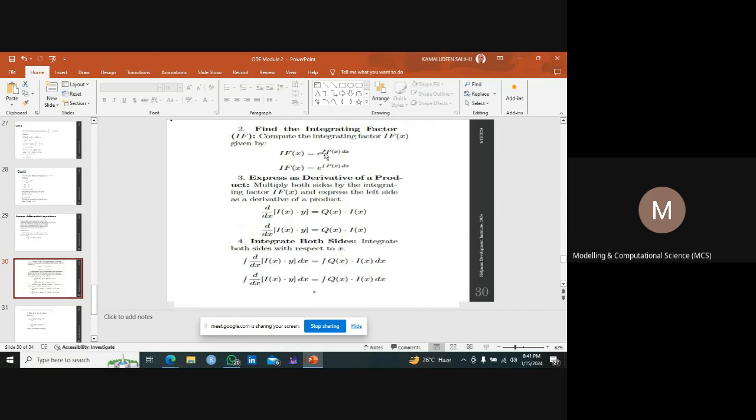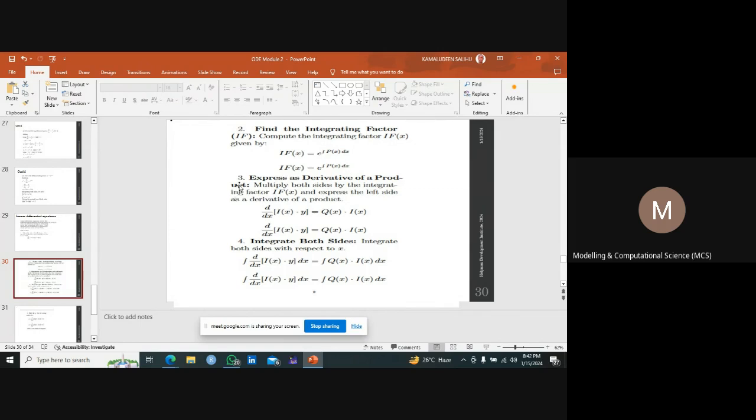Number 2, find the integrating factor. Here, you must find what they call the integrating factor. And what is the integrating factor? It is what you are seeing on the screen now. The integrating factor, a function of x, is equal to exponential of the integral of P of x dx. You first solve this, and after solving it, you keep it as your integrating factor.